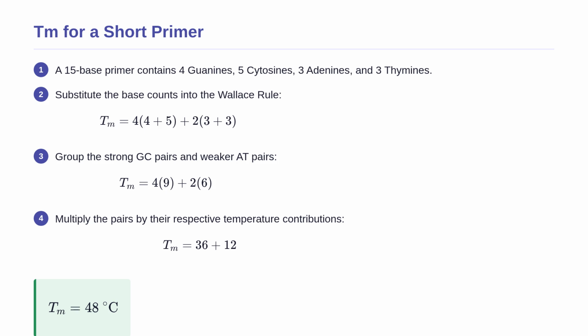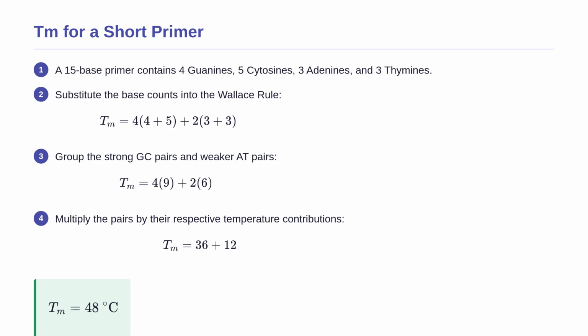First, we substitute our given numbers into the formula, replacing G with 4, C with 5, A with 3, and T with 3. Next, we add the values inside the parentheses, showing we have 9 strong GC pairs and 6 weaker AT pairs. We then multiply the 9 GC pairs by 4 degrees, giving 36, and the 6 AT pairs by 2 degrees, giving 12.